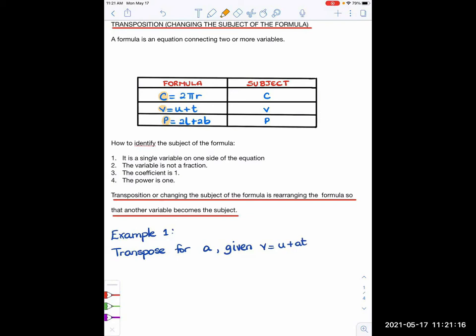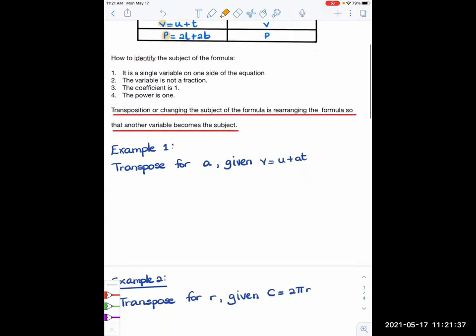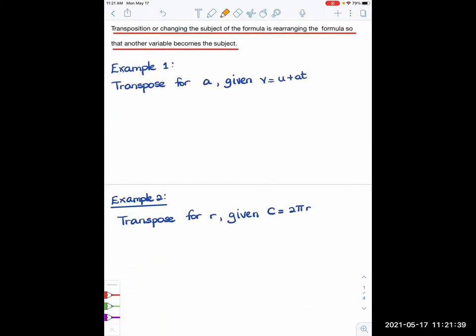The variable is not a fraction. The coefficient is 1. So I have 1C, 1V, 1P, and the power is 1. So those are 4 basic steps to identify the subject of the formula. Transposition or changing the subject of the formula is rearranging the formula so that another variable becomes the subject.